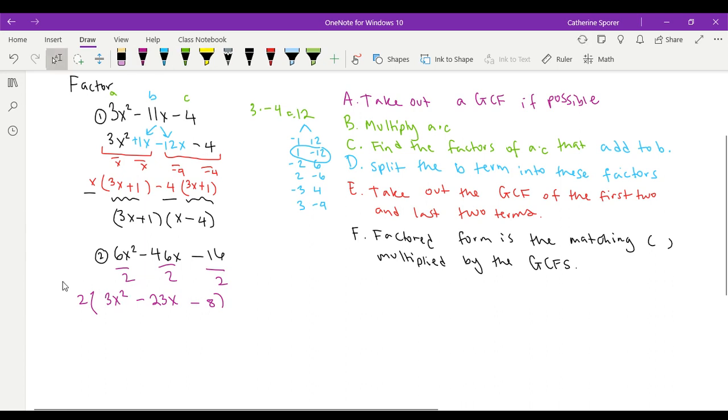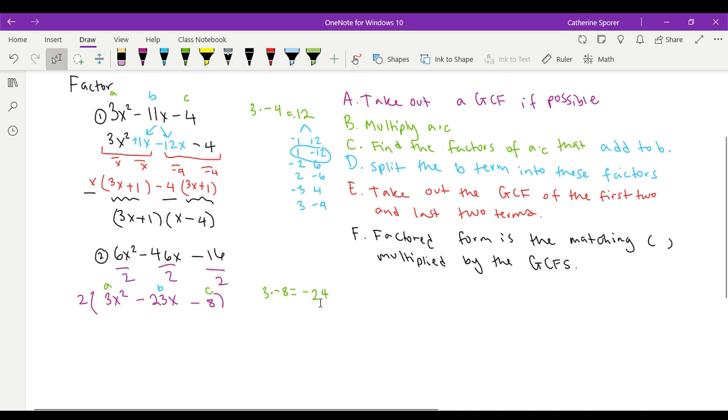And now, after we take out the GCF, the a, b, and c terms are the numbers on the inside of the parentheses after we take out the GCF of 2. So a is 3, b is negative 23, and c is negative 8. So now we go to step b of multiplying a times c. So in this case, that is 3 times negative 8. And that gives negative 24.